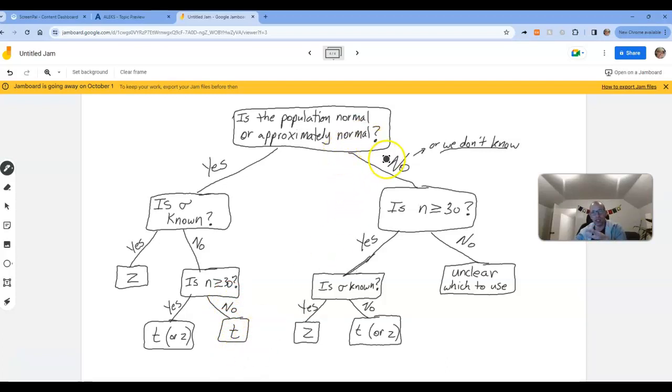On the other hand, if we don't have information about the population distribution, or if we know that it's not normal, then we're going to see how big the sample is. If it's bigger than 30, and again, this is somewhat arbitrary, but this is what we're using in this course, we're going to ask if sigma is known. If it is, we'll use Z. If it's not, we'll typically use T, but it would be okay to use Z also. Now, in this case, if you don't know sigma, you're going to have to use an S in the formula.